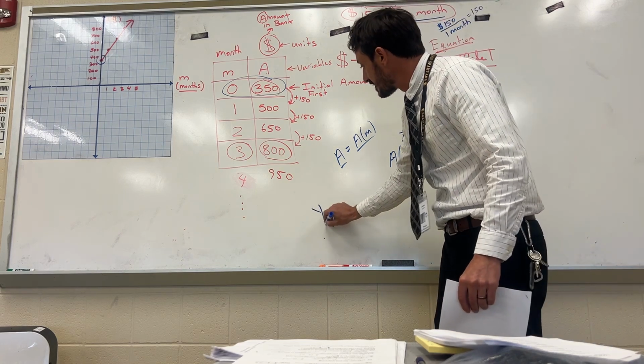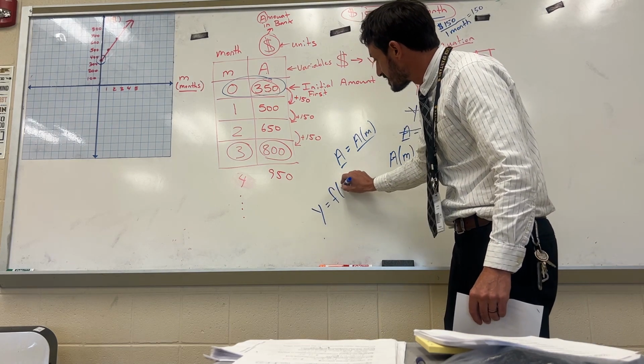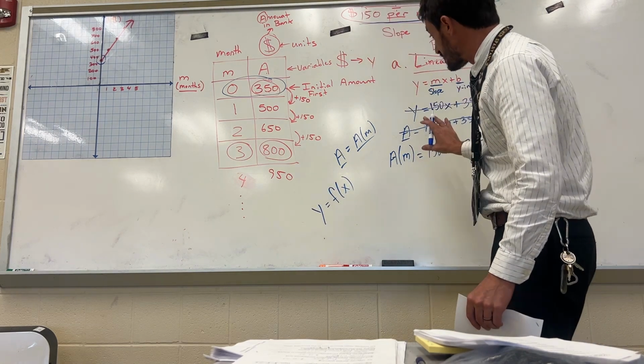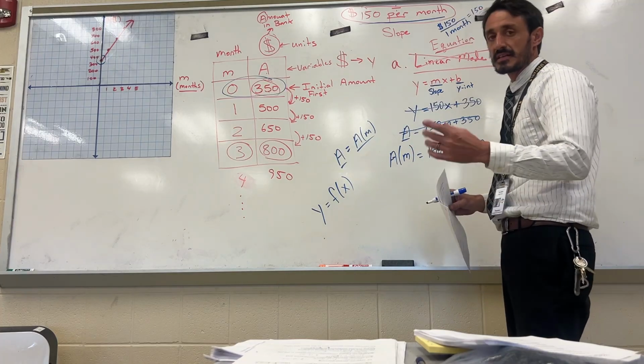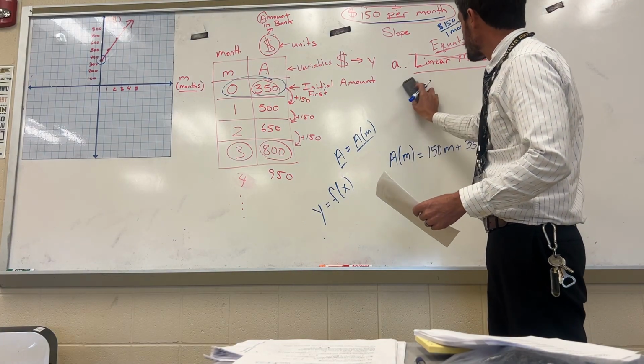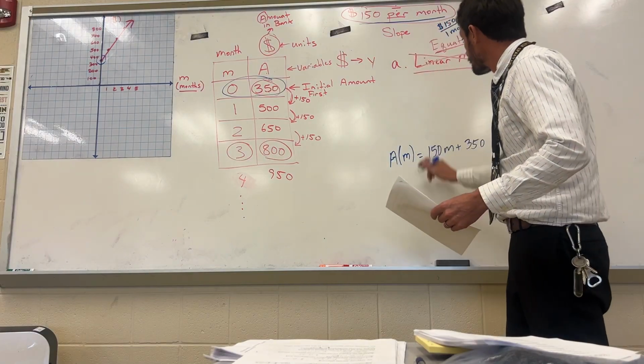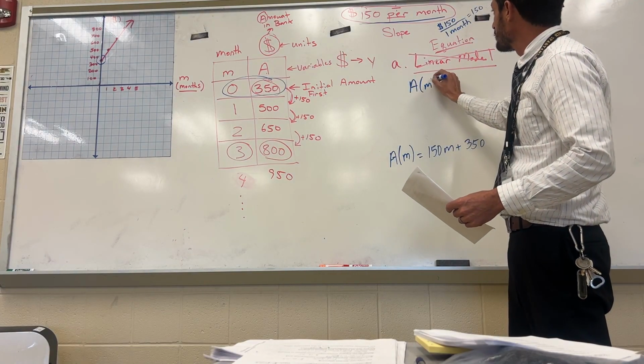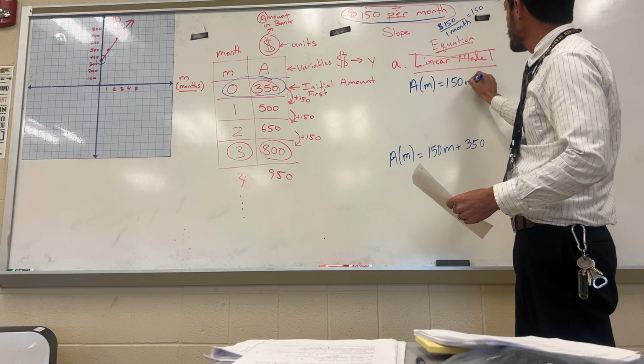What is this reminding of? This reminds us that y is the same thing as f of x, okay? It's just visually getting used to this. It's going to take some time, okay? Now, I'm going to erase all of this to save camera space. And I'm going to put this equation right here. A of m is equal to 150 m plus 350.